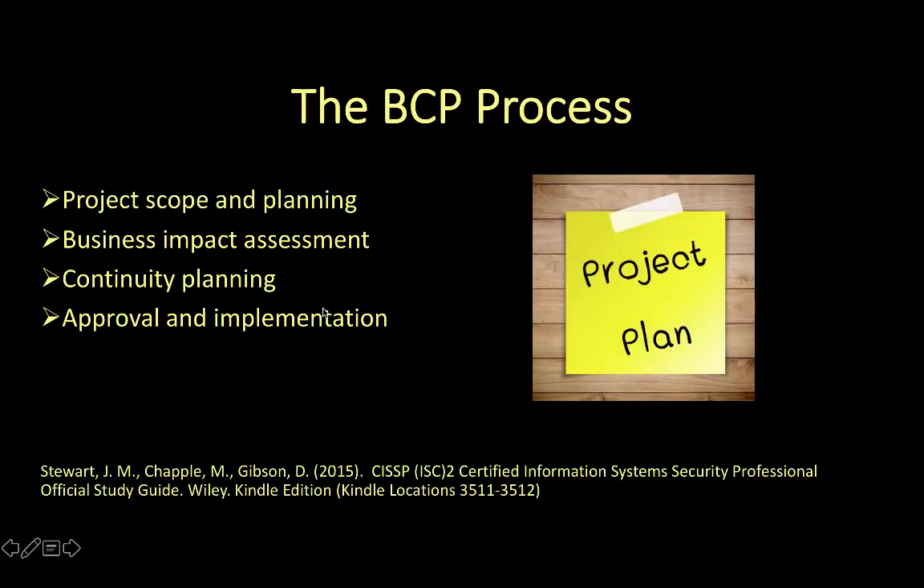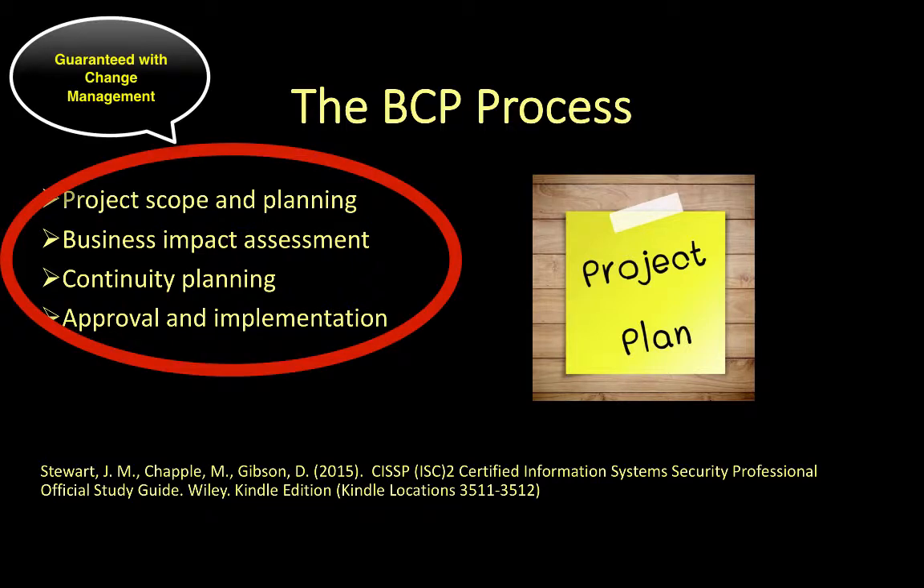Once the policy is in place, the organization needs a documented process for determining business interruption risk. Stewart, Chappell, and Gibson write that the steps to ensuring good BCP are project scope and planning, business impact assessment, continuity planning, and approval and implementation. These steps form a complete project when initially performed. That is, when no business continuity or disaster recovery plan exists. Once plans do exist, they are steps contained within every IT project and ensured with a strong change management process.